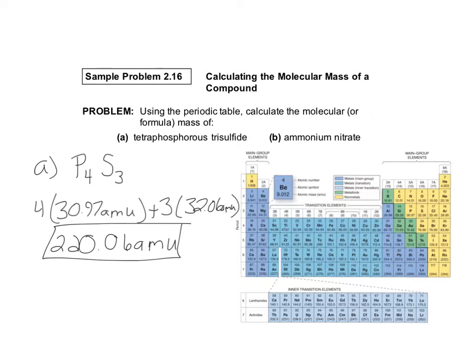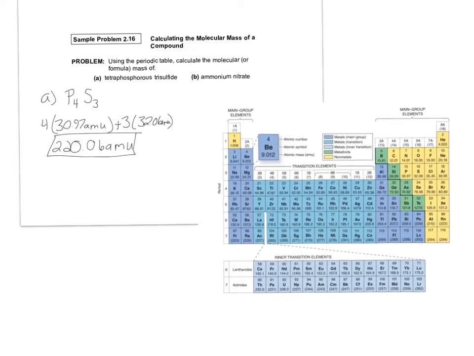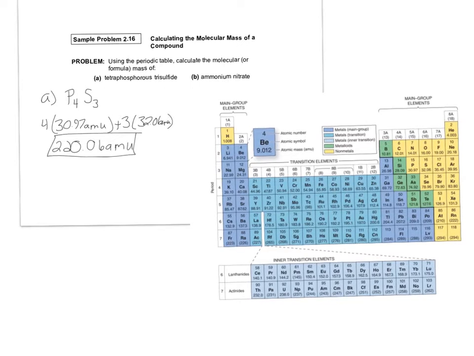All right, now B says we have ammonium nitrate. Now that's going to be a couple of polyatomic ions, which means this is an ionic compound. So let me get us a little more room to work here. This one's going to be a little bit different than A because the formula is not so obvious just with the name. We don't have those prefixes to help us out. We have to look at charges to figure out the number of these things that we have.